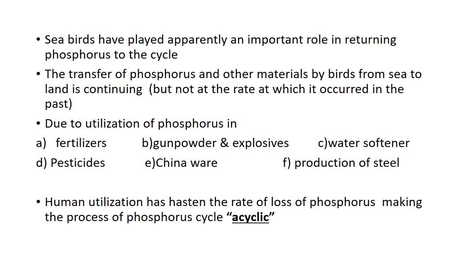Seabirds have apparently played an important role in returning phosphorus to the cycle, as you have seen in your previous slide. The transfer of phosphorus and other materials by birds from sea to land is continuing, but the rate is not equal to what it was in the past. Due to this, the phosphorus cycle has become more acyclic, as human utilization has hastened the rate of loss of phosphorus to the sea.